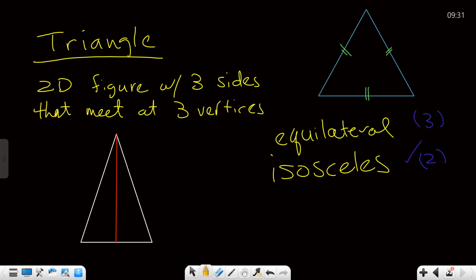Okay, there we go. That's called an altitude. And it does a bunch of different things. So instead of listing them all, I'm going to show you. It's perpendicular to the base. It splits the base in half. And it splits the vertex angle in half. All of that from that one little red line.